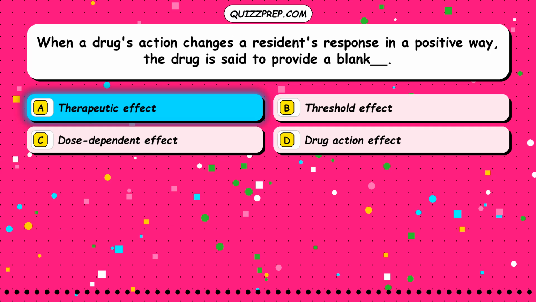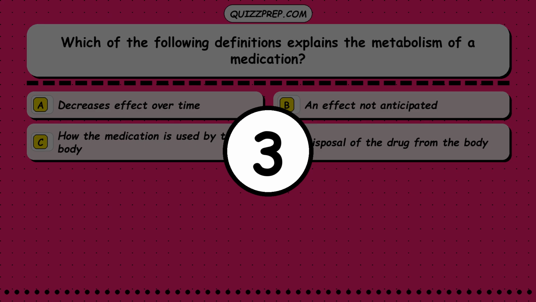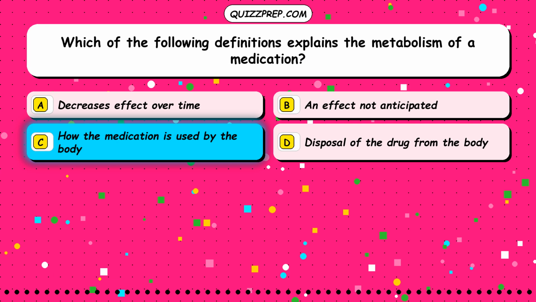The correct answer is option A, therapeutic effect. Question 65. Which of the following definitions explains the metabolism of a medication? Option A, decreases effect over time. Option B, an effect not anticipated. Option C, how the medication is used by the body. Option D, disposal of the drug from the body. The correct answer is option C, how the medication is used by the body.